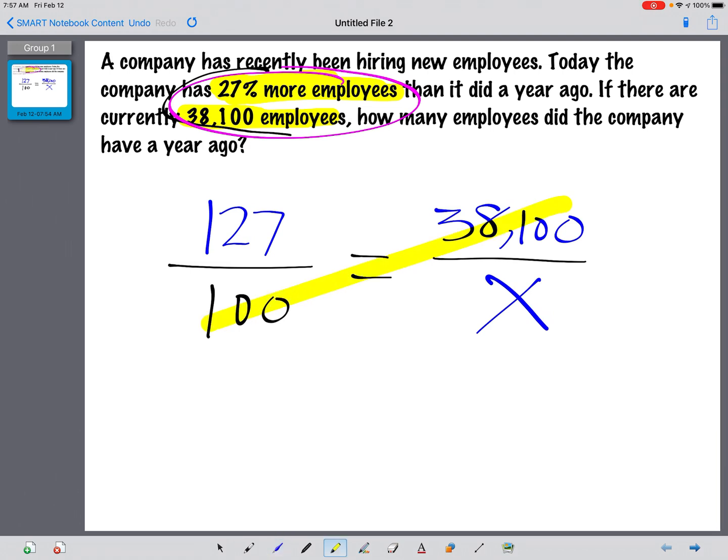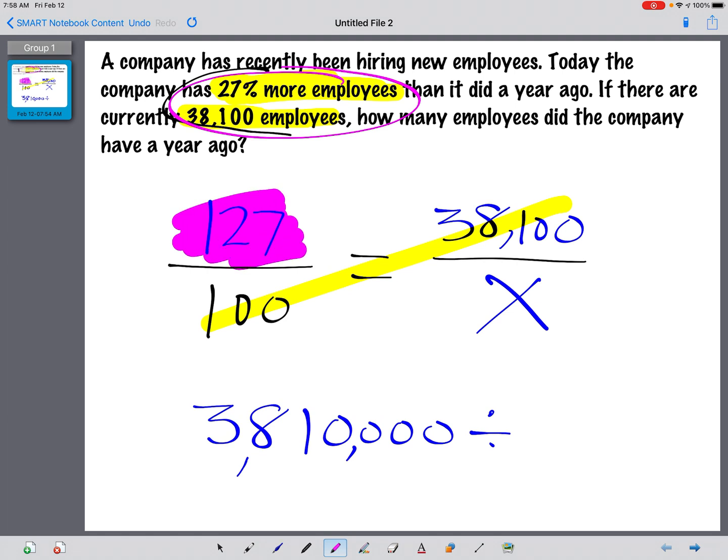Of course, now we multiply diagonally, and so when we multiply 38,100 times 100, that's going to be 4 zeros, right? And so that's going to be 3,810,000. And of course, now we divide that number by the remaining value of the 127. All right, so let's punch that in. Got to make sure you punch in the right amount of zeros there.